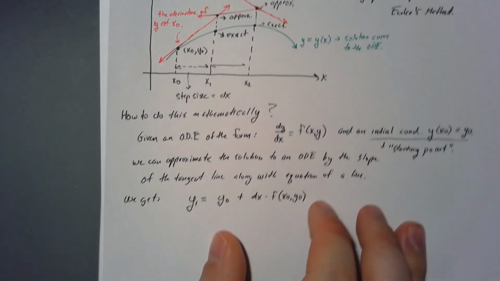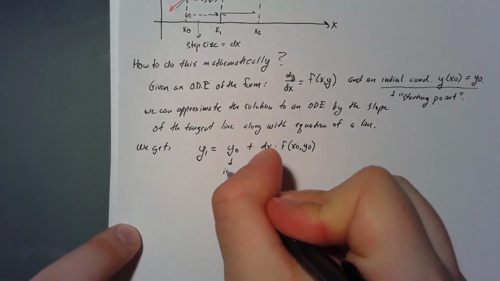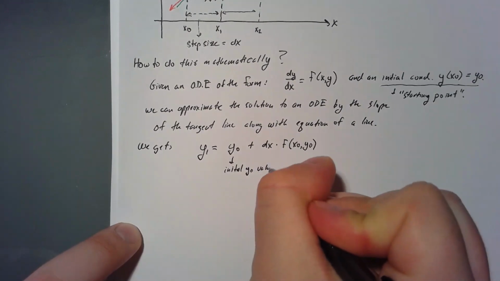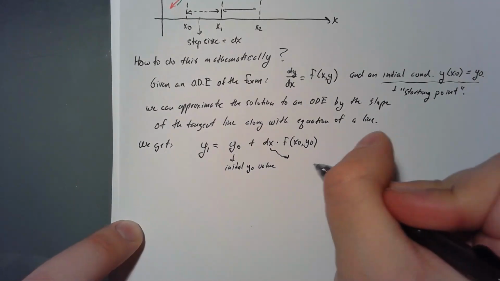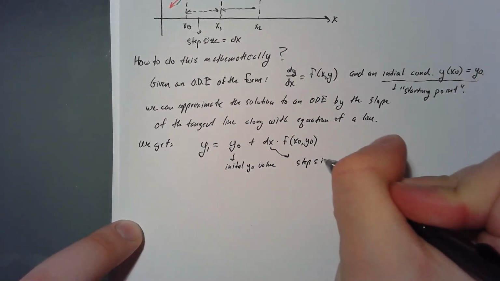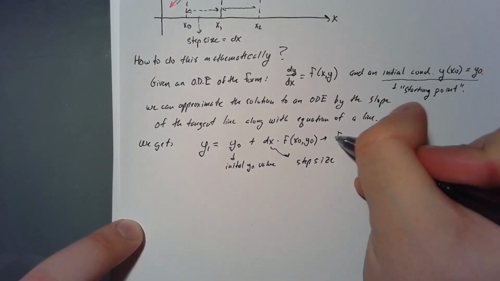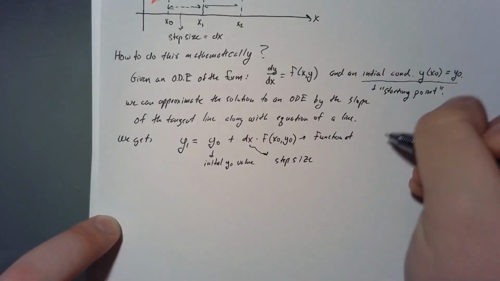And we could use this. So this right here is the initial y value. This right here is the step size. And this right here is the function at the starting point.